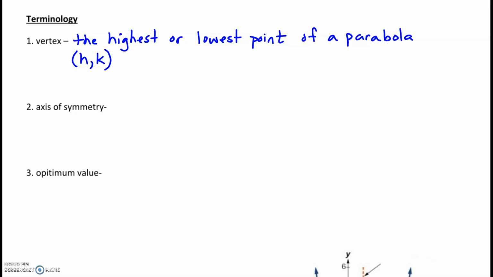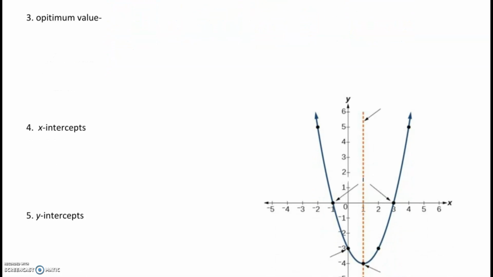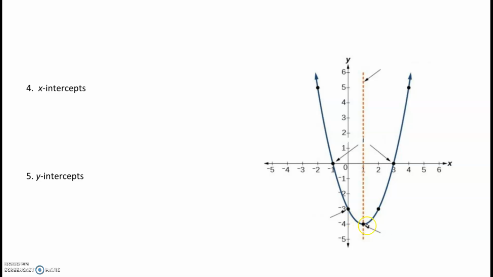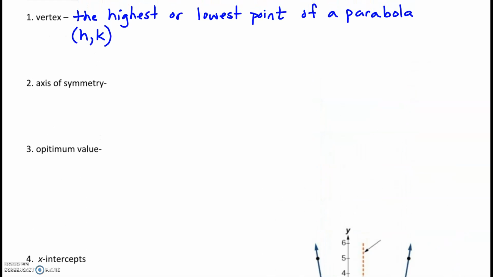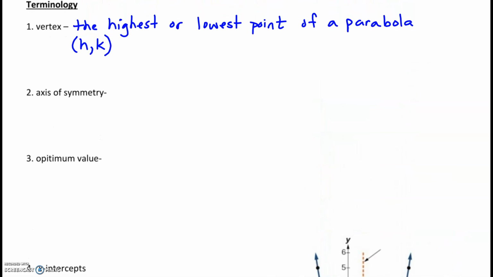And we're just going to go ahead and look at this example down here so we can see in this case, this point right here is the lowest point because the parabola is opening up. That is the vertex. And it's known as h, k, the ordered pair. All right. Now, if the parabola is opening down, then it would be the highest point. If the parabola is opening up, then it is the lowest point.